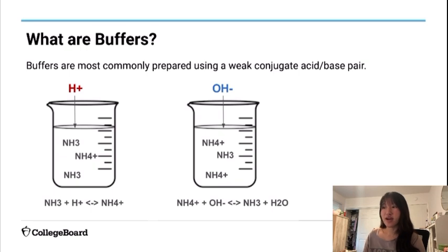In the diagram on the right, you see an example of when a strong base would be added into this buffer solution. And you know that because it's an OH negative ion shown being added into the beaker. So you see that the NH4 plus and the OH negative will combine to form NH3 and H2O. So the OH negative bonds with the extra proton in the NH4 plus to create H2O, which will neutralize the pH change that's supposed to happen when you add the OH negative.